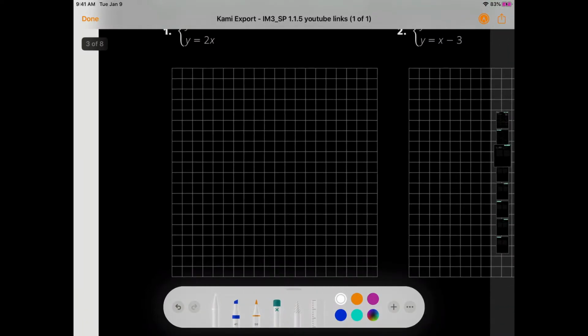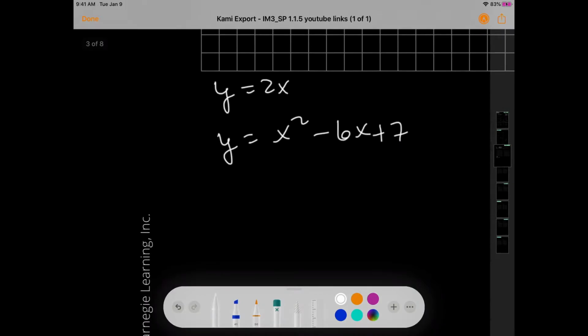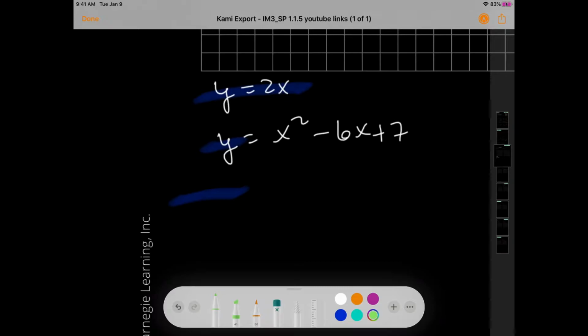What is substitution in language? I'm going to write the problem below, in reverse order: y equals 2x and y equals x squared minus 6x plus 7. I'm using my highlighter, which is super helpful if you have one. Every time we see y, we're going to write 2x. So instead of writing y, we write 2x, and everything else is the same.